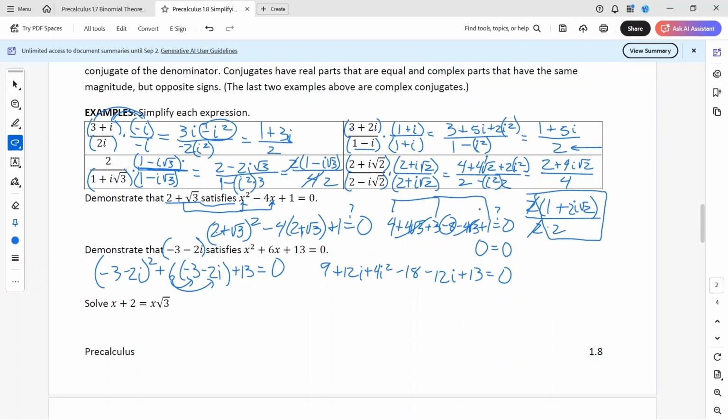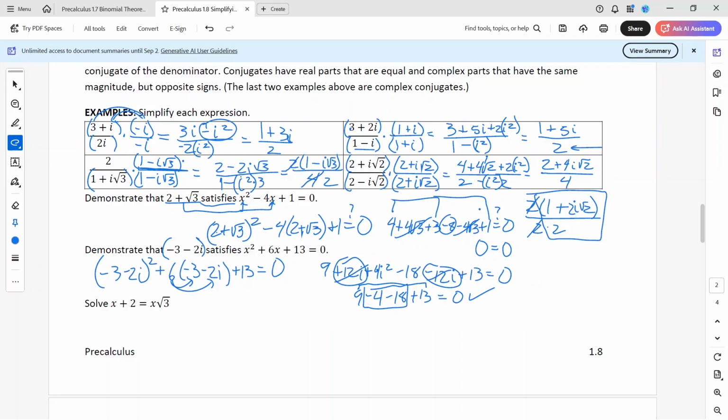Now let's just stop right here and look at a couple of things. Oh look, plus 12i here, minus 12i here. Those go to 0. The 4i squared becomes minus 4, so we have 9 minus 4 minus 18 plus 13. And we hope it works out to 0. Now what I like to do on these is to combine the two negatives. That's a negative 22. And then combine the two positives. Oh, that's a positive 22. And then combine the two answers. Oh, look, it's 0, so it checks.